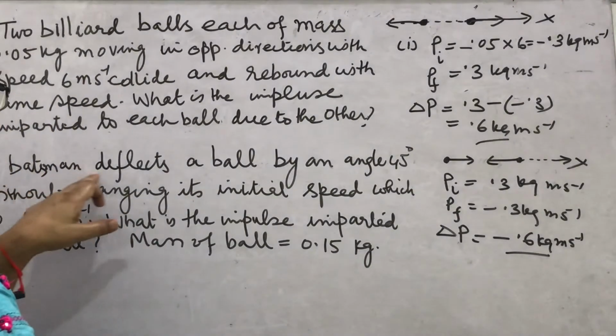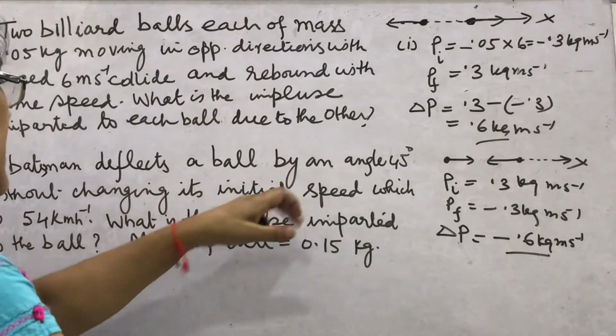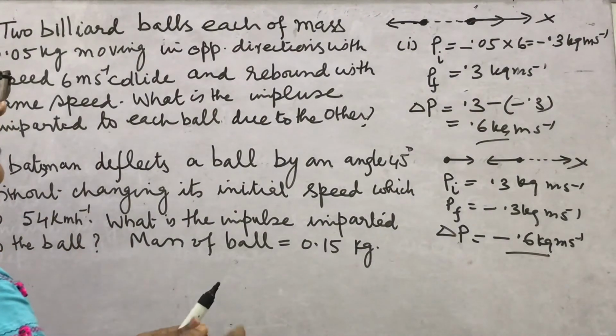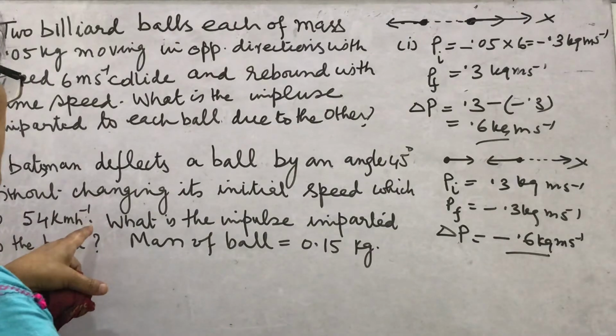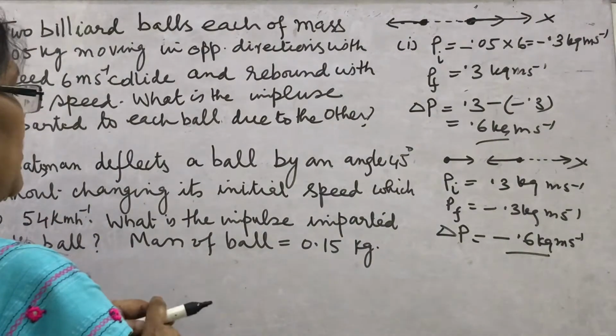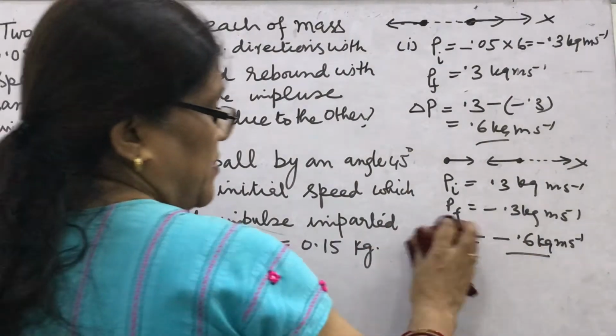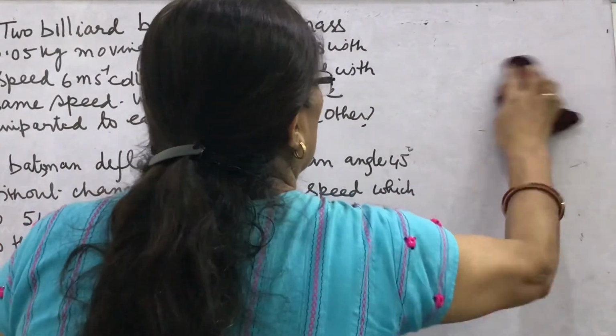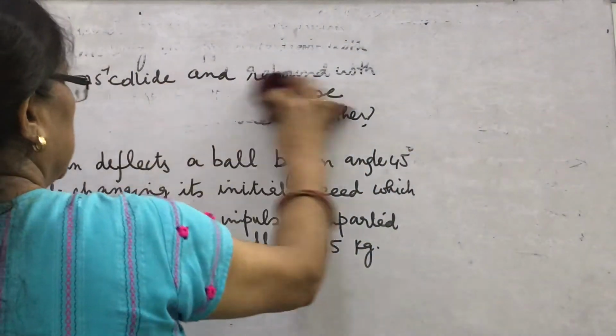In the second question, a batsman deflects a ball by an angle of 45 degrees without changing its initial speed, which is 54 km per hour. Again, what is the impulse imparted to the ball? I am rubbing this question here. Look. How will you solve this question?